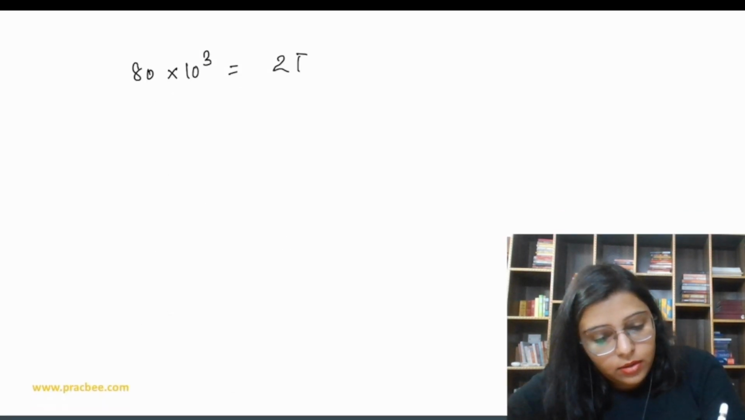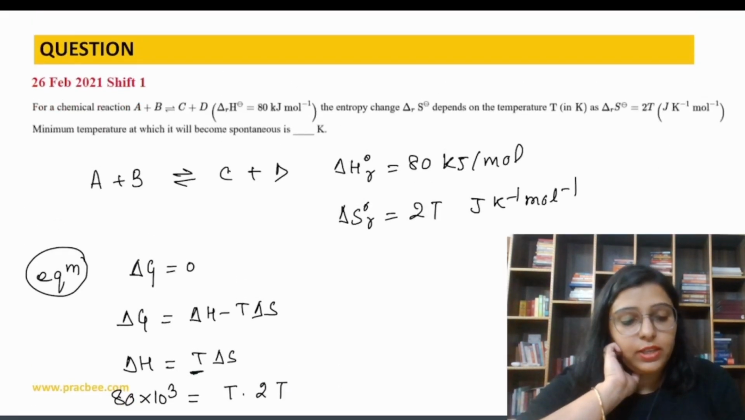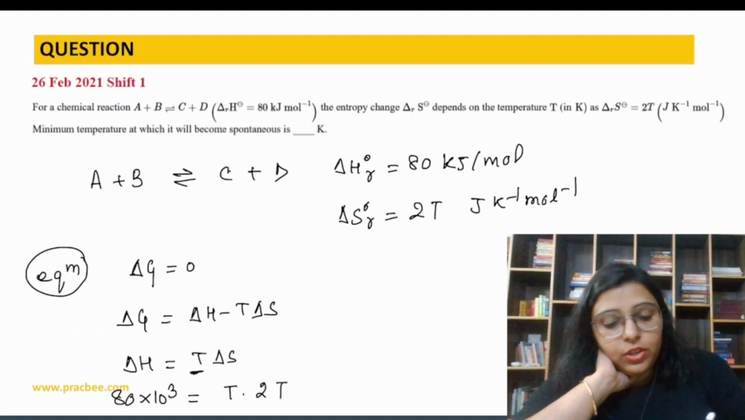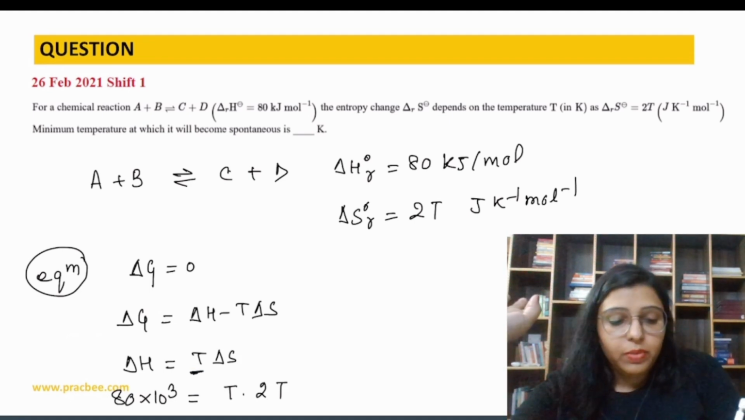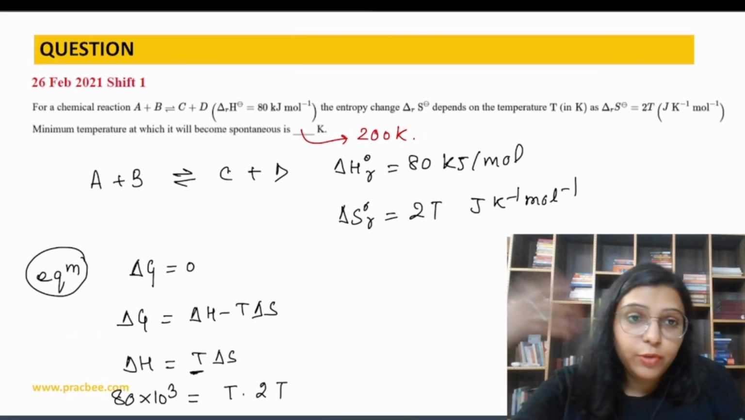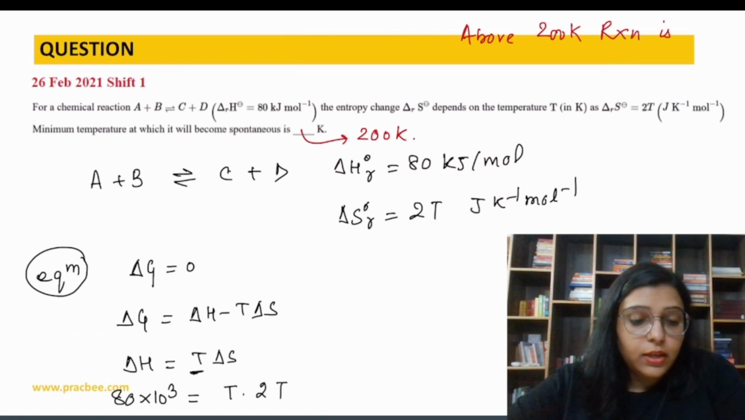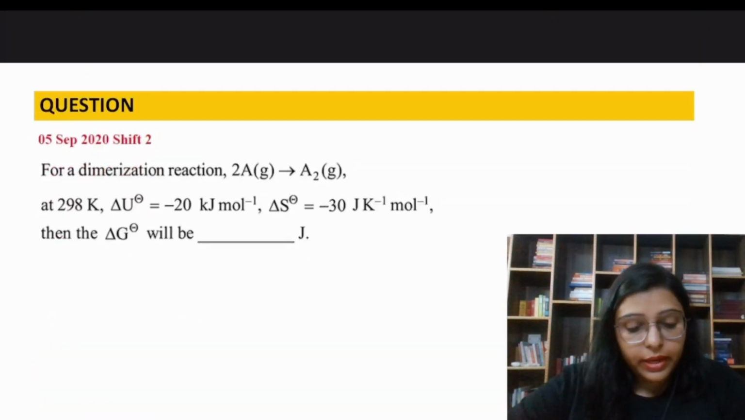2T square. So T square is equal to 40 into 10 to the power 3, which we can write as 4 into 10 to the power 4, and T is equal to under root 4 into 10 to the power 4, which is 2 into 10 to the power 2, and 200 Kelvin. Okay. So the question says depends on the temperature. Minimum temperature at which it will become spontaneous, that is going to be 200 Kelvin, and above 200 Kelvin, the reaction is spontaneous. Okay. Now let's do the next question.